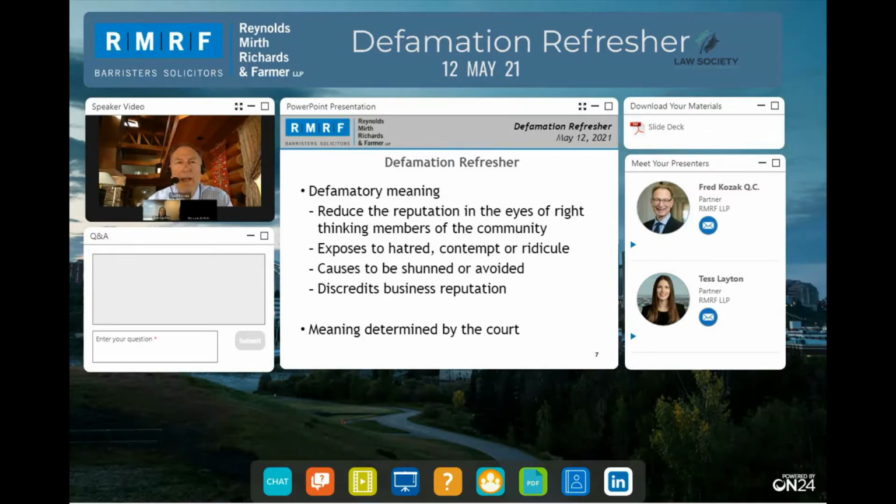So you can have straightforward defamatory statements, or you can have implied defamatory meanings, and you can also have defamation by innuendo. Implied defamatory meaning, a simple example might be three true statements.